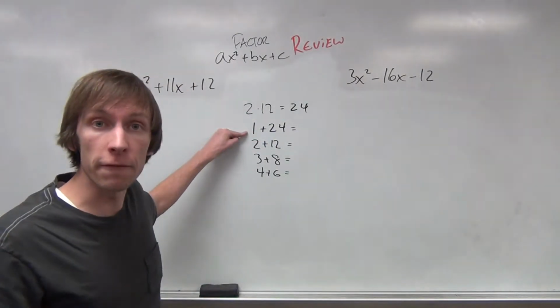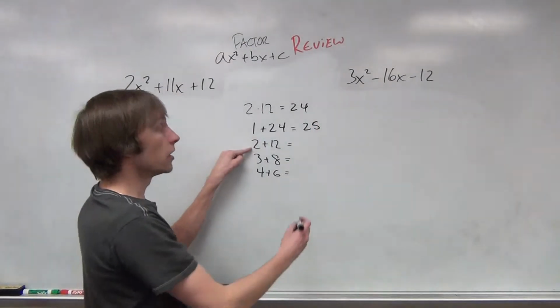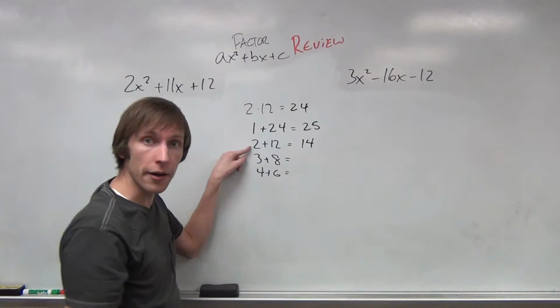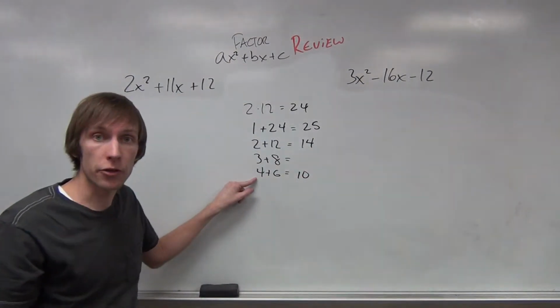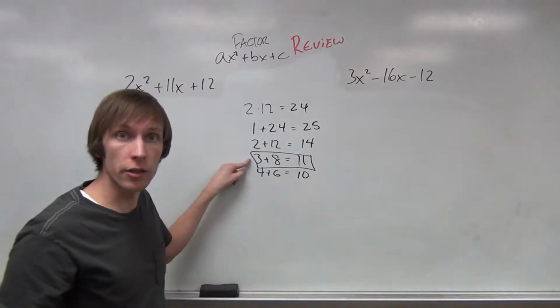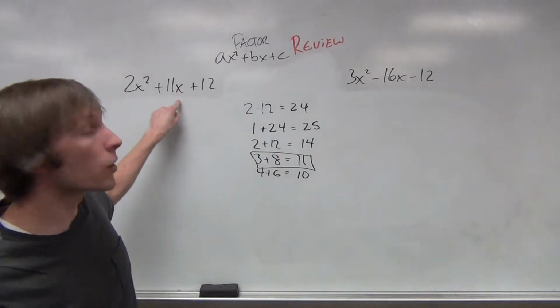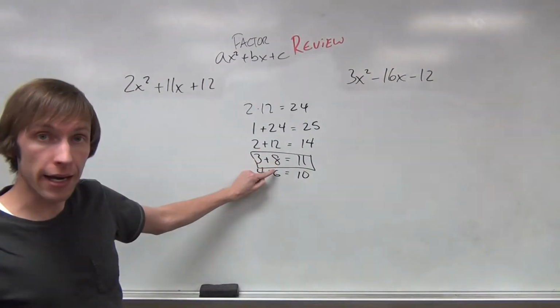While these two numbers are factors of 24, they do not add up to 11. These two numbers are factors of 24, but their sum is not 11. This pair right here is the factor pair that we care about. So we are going to rewrite our 11x's as 3x's and 8x's.